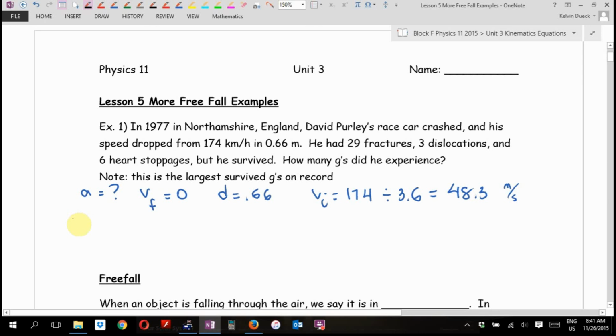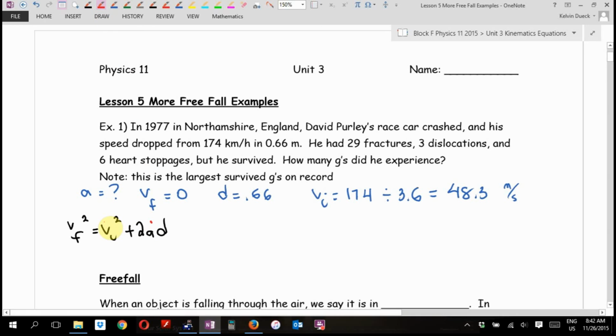Oh yeah, you might want your purple sheet out, and your calculator. Which equation can I use to find the acceleration here? Ooh, I like that. VF squared equals VI squared plus 2AD. And it looks like I'm trying to get the A by itself.